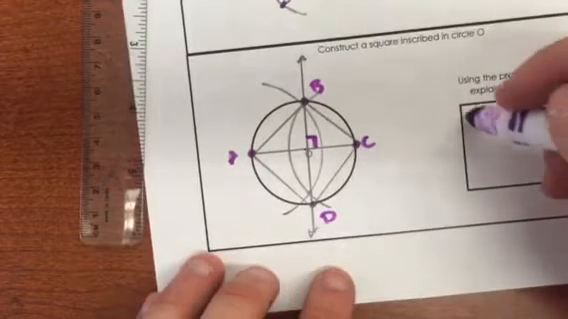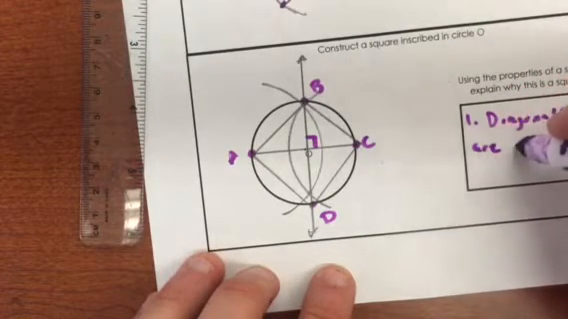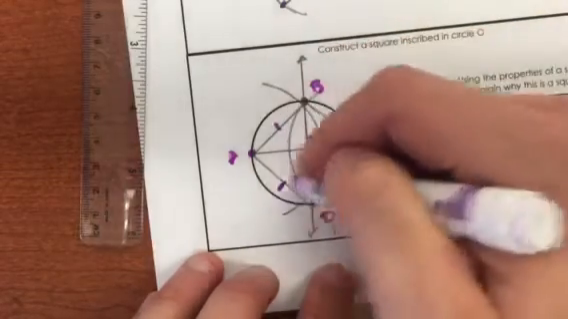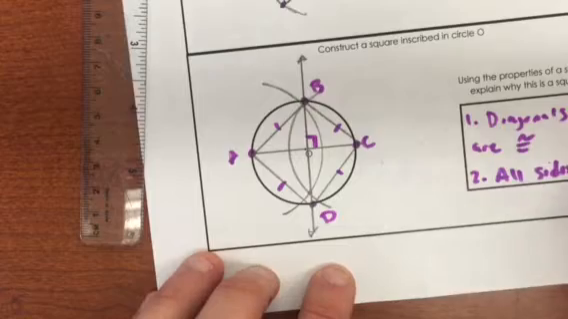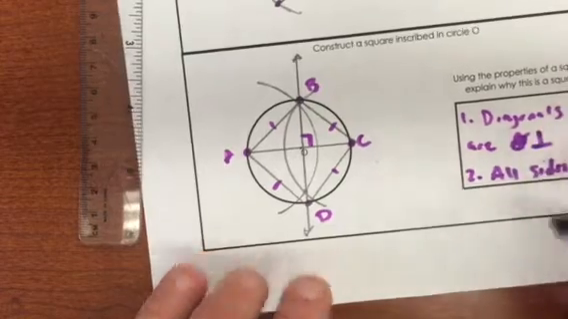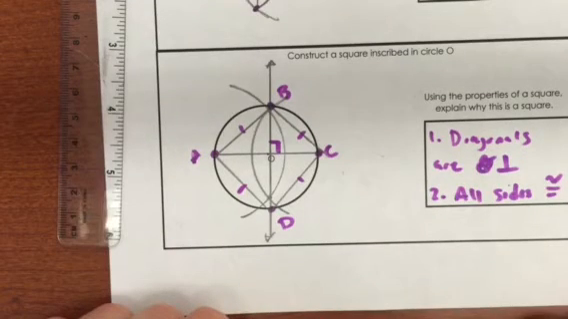Why? Well, the diagonals are congruent. I also know all sides are congruent. Did I say congruent there? I meant perpendicular. Silly me. All right, guys, try the rest on your own. Good luck.